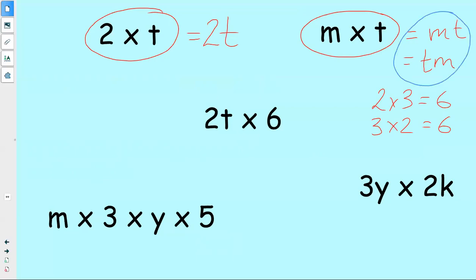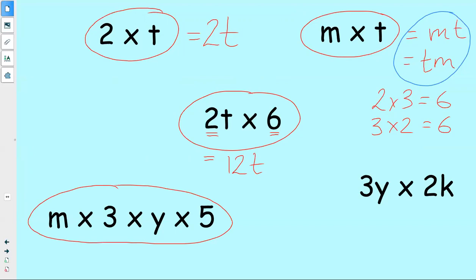Okay. Next one. So we've got 2T multiplied by 6. So consider the numbers first. What's 2 multiplied by 6? It's 12. So what's 2T multiplied by 6? Must be 12T.